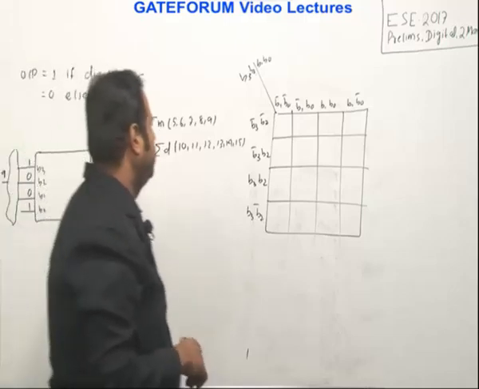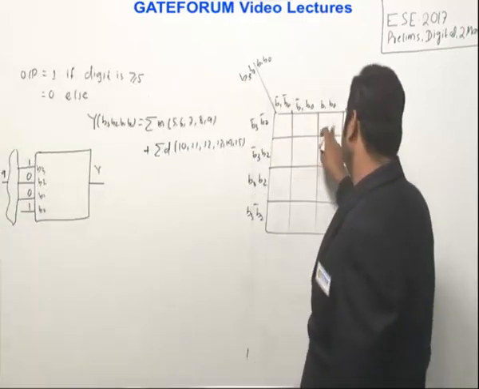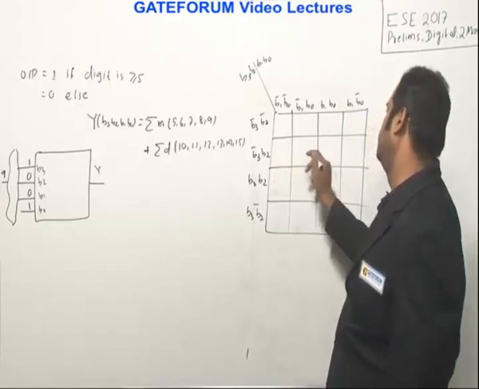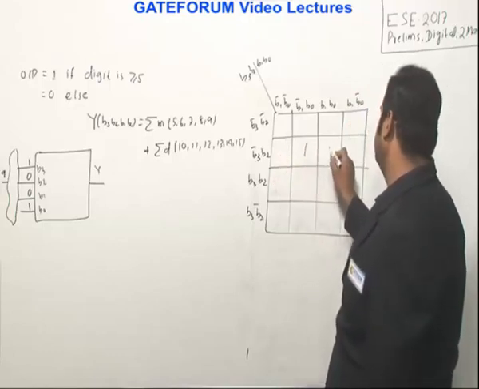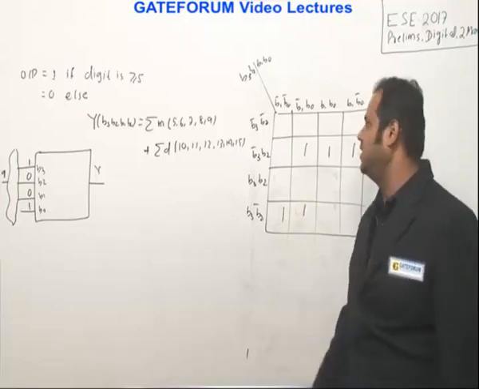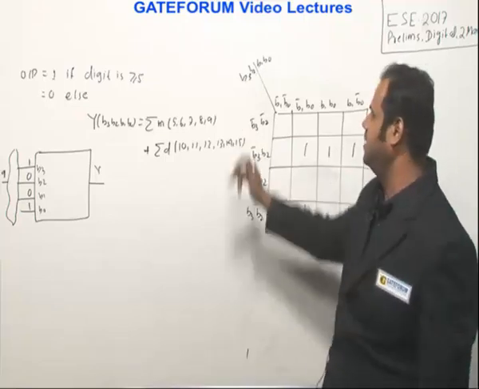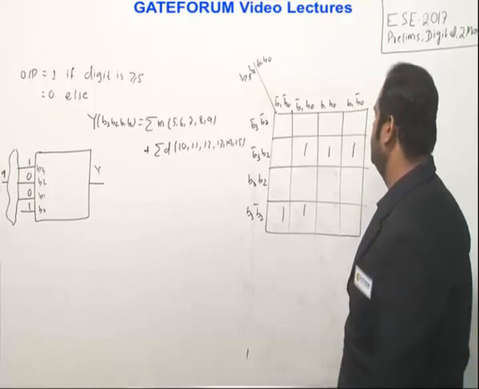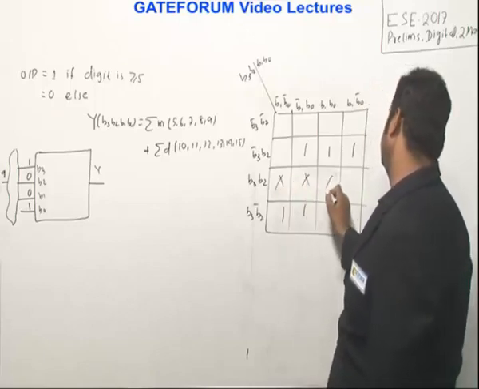So the min terms are 0, 1, 3, 2, 4, 5, 7, 6, 8, 9. So these are the min terms, and the rest of the things I don't care. So you can fill all these with don't care.